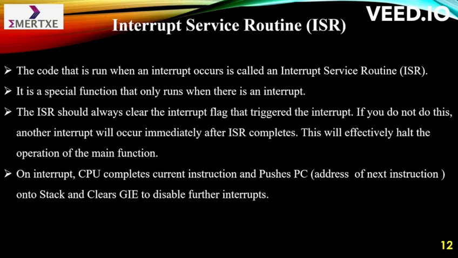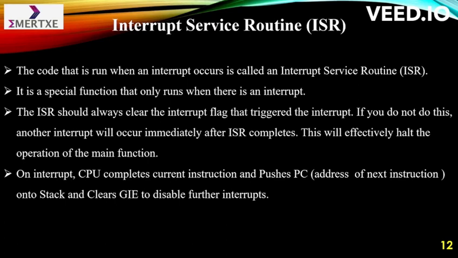Next, let's move on to the topic of the interrupt service routine. The interrupt service routine is the code that is run when an interrupt occurs. It is a special function that only runs when there is an interrupt. The ISR should always clear the interrupt flag that triggered the interrupt. If it does not clear the interrupt flag, the interrupt will run continuously and it won't be stopped. So the interrupt flag should be cleared once the interrupt has run.